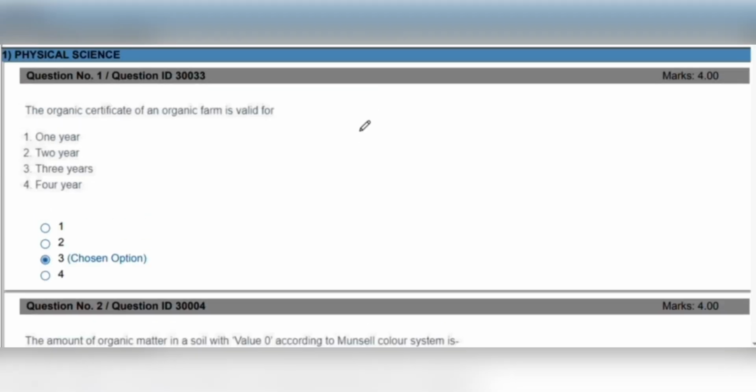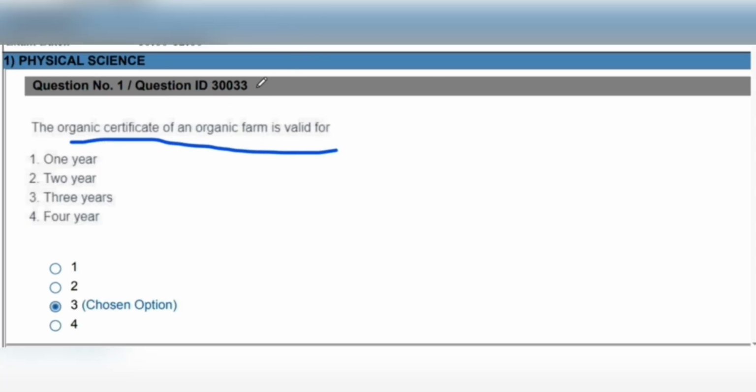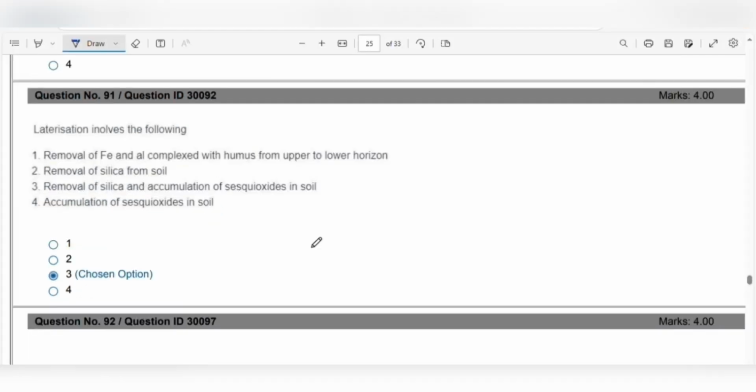And the question is, the organic certificate of an organic farm is valid for. Another question from organic farming. I told you that organic farming is very, very important because we might have encountered at least 7 to 8 questions. So for this question you have no concept that you can apply. You just have to know the answer, and the correct answer for this is 1 year. That is option 1. So let's move on to the next question.